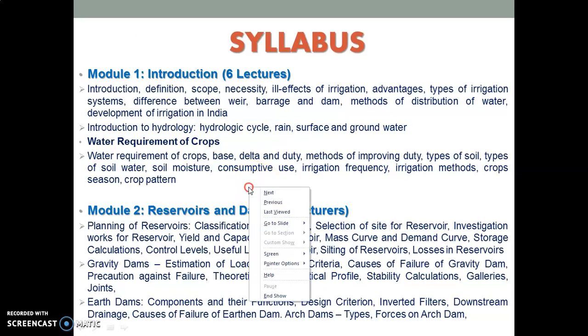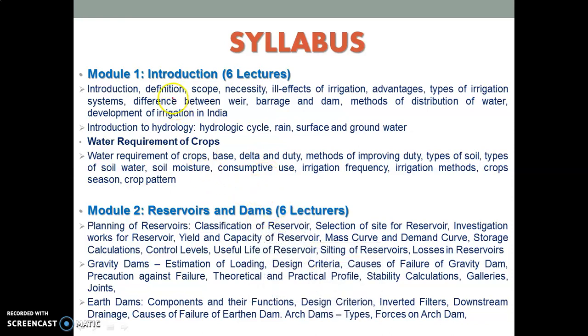Now we'll see the syllabus. The first module, or the first unit, of this course is the introduction. In the introduction we are going to see the definition, the scope, and the necessity of irrigation. We are going to see its advantages and disadvantages, and we will study the difference between a weir, a barrage and a dam.